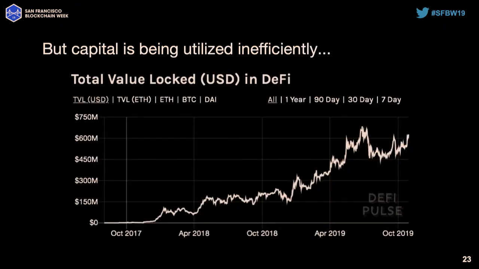This is also a chart from just a few days ago showing the total value locked in DeFi today. And this is a really amazing chart. It's crazy to see the growth of DeFi, and I think most people would agree when looking at this. But when I look at it, I also think this is capital that's not really being efficiently utilized. Most of it is locked in a single smart contract and only being utilized for one thing. Why can't these assets be utilized for multiple use cases at the same time?